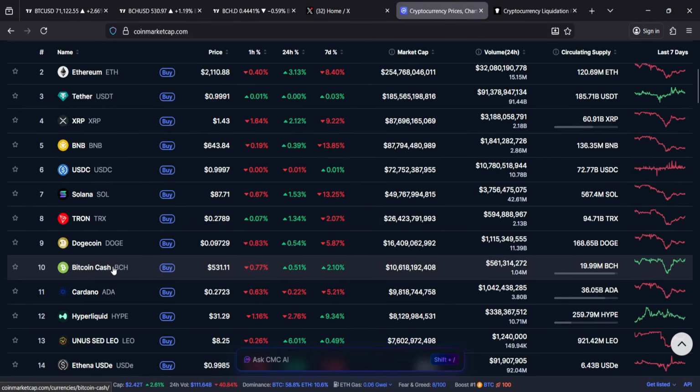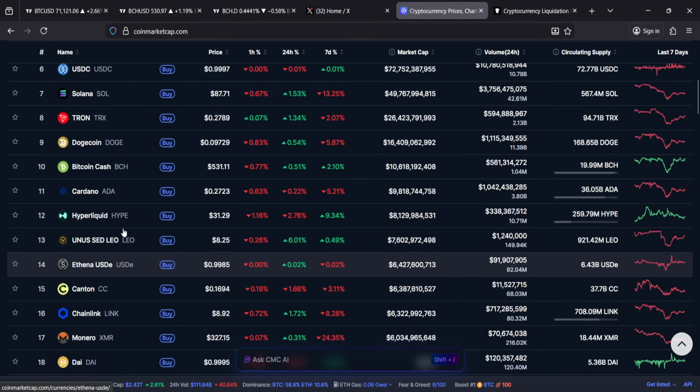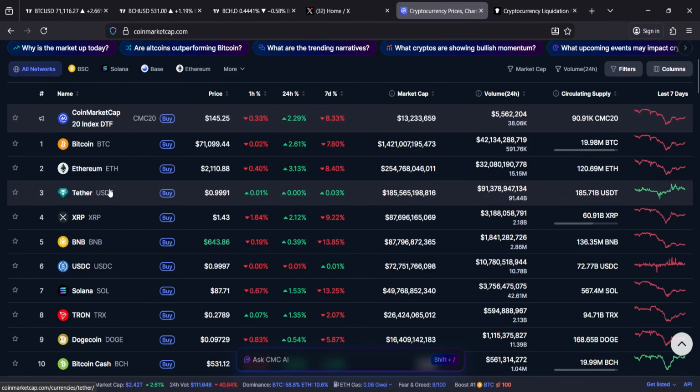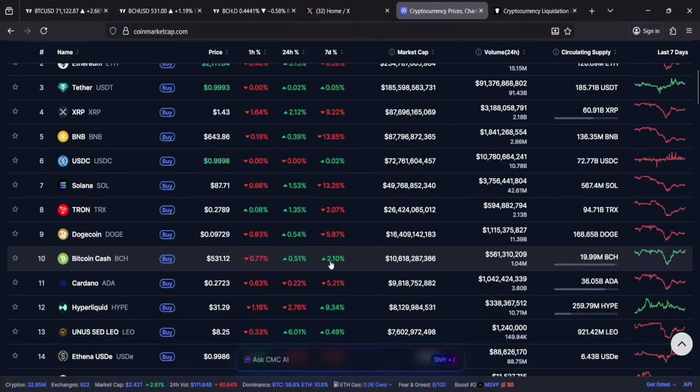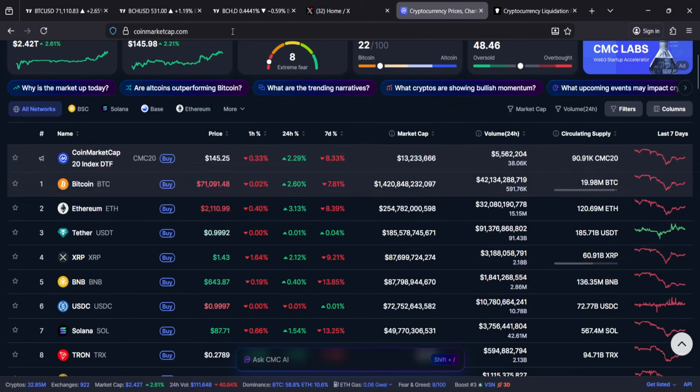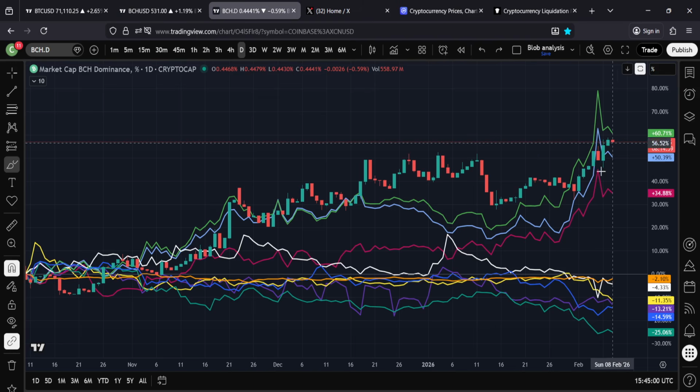Bitcoin Cash is in the top 10. It was in the top 20 for a lot of this cycle, but now it's in the top 10, gaining dominance. And it's not gaining dominance because everything else is dropping. This thing's up 2% over the past week. It's actually been holding its ground and even growing a little bit, right? It's just not giving things up as quickly as the rest of the market.